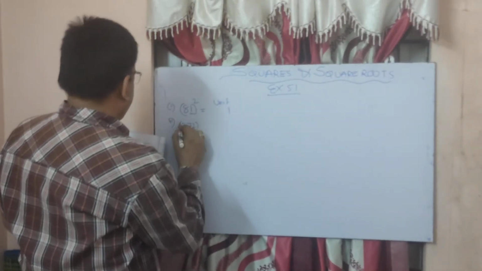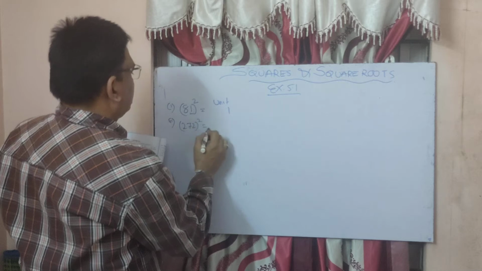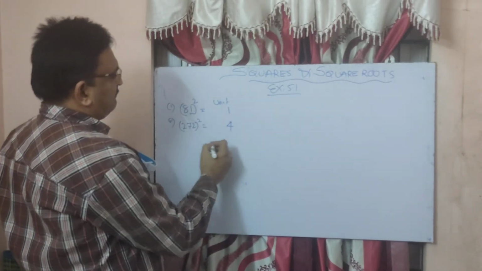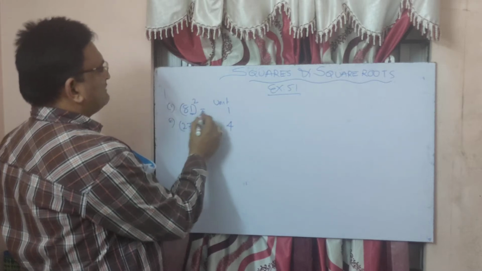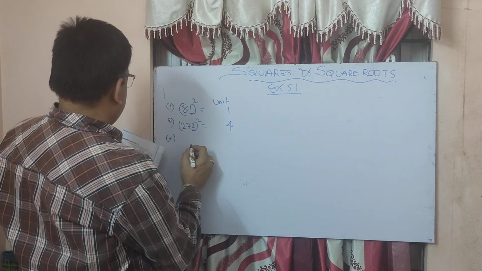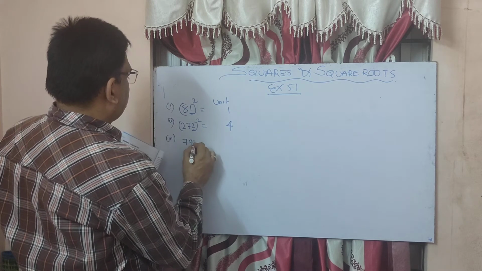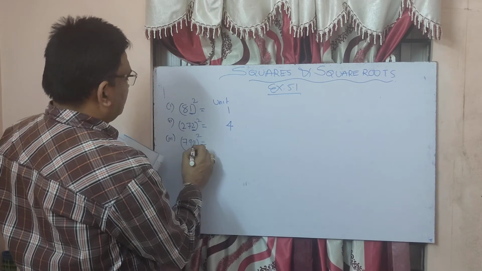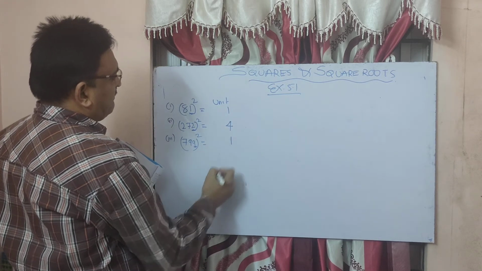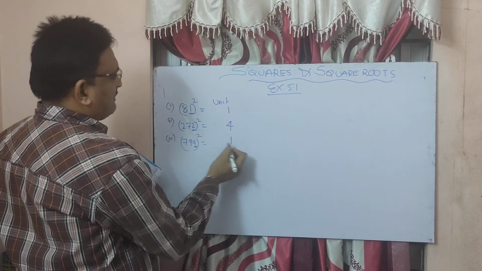272. If you square it, the end number is what? End number will be 4. 2 ones are 2, 2 twos are 4, like that. Third one, 799. If you square it, if the last number is 9, what will be the end number? End number will be 1. 9 nines are 81, that is 1 only.